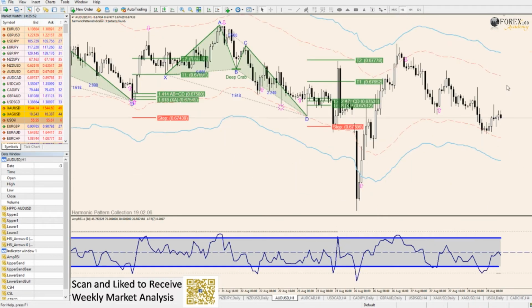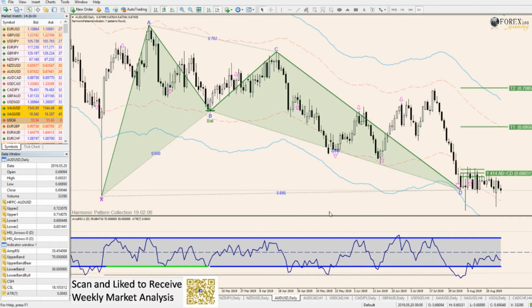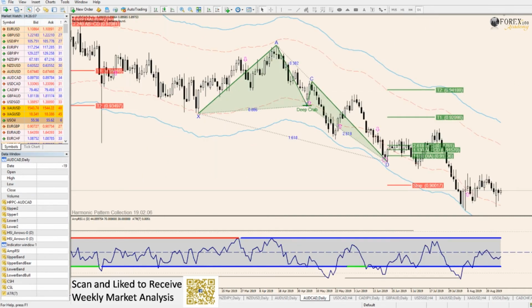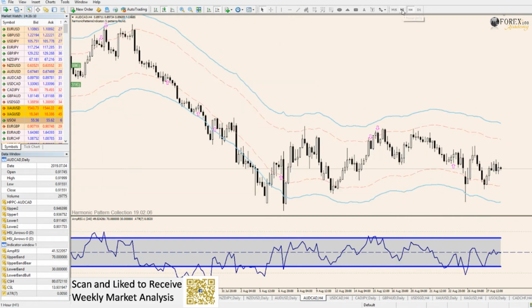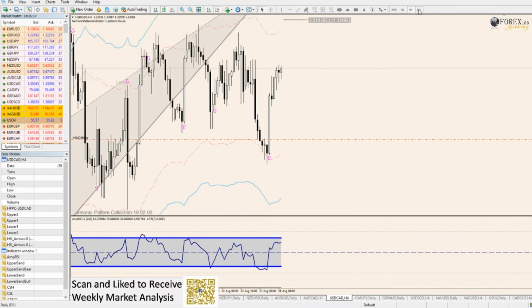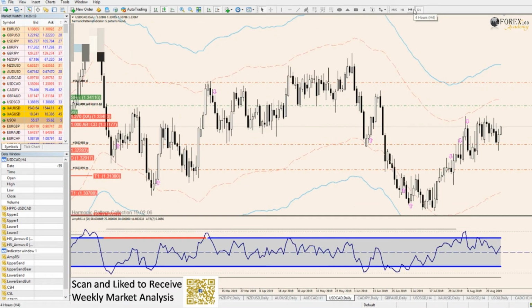Alright, to the 1-hour chart. Okay, nothing much on the 1 hour detected by the system yet. Alright, so next pair, Aussie cat, daily chart, 4 hour, 1 hour, nothing much. Dollar cat, daily chart, nothing much.